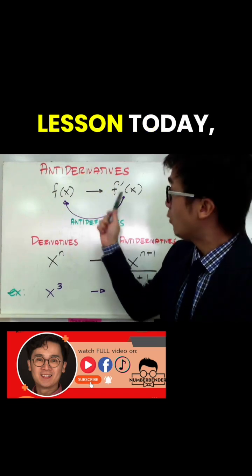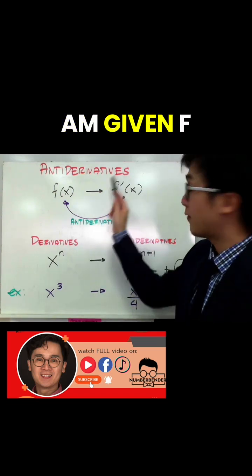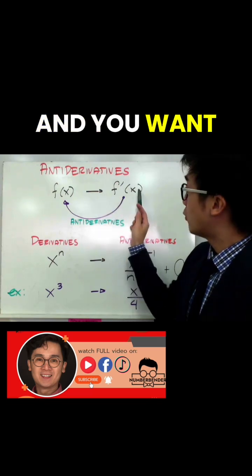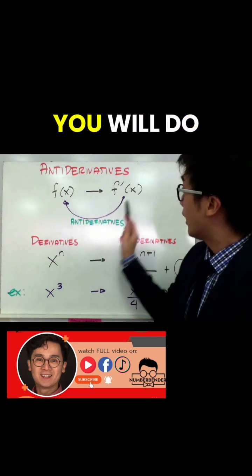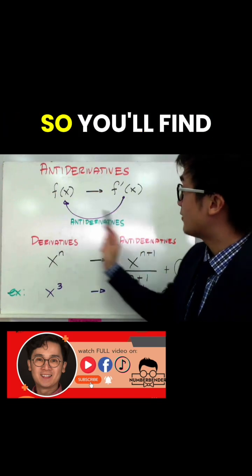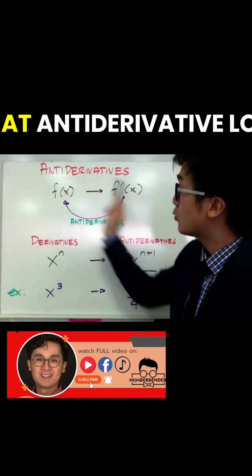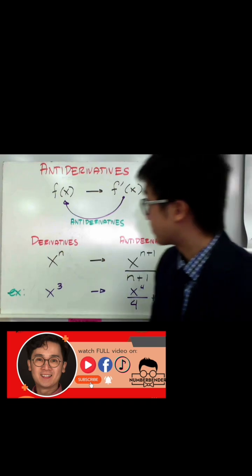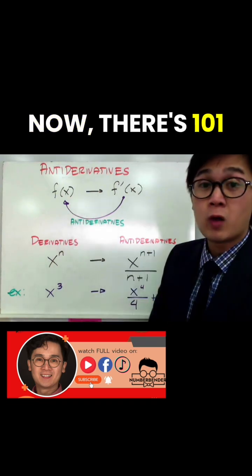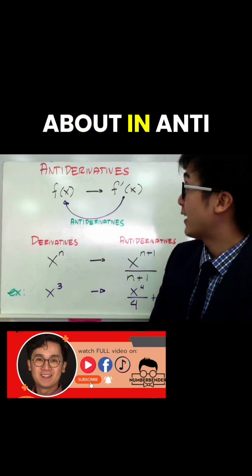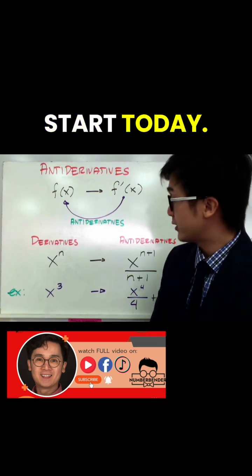Now, in our lesson today, let's say I am given f prime of x and you want to find the original function. You will do your antiderivative, so you'll find f of x given f prime of x. And this is what an antiderivative looks like. Now, there's 101 reasons to smile about in antiderivatives, and it's going to start today.